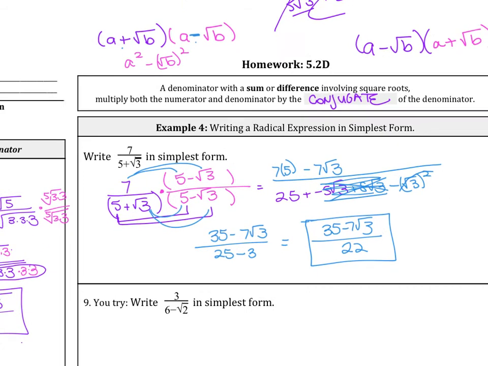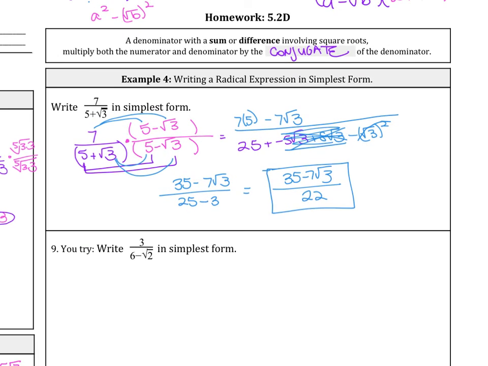So try out example 9. So first you have to determine what is the conjugate of 6 minus root 2. So what is the conjugate of 6 minus root 2? So that would be 6 plus root 2. Okay, so pause the video and finish this out.